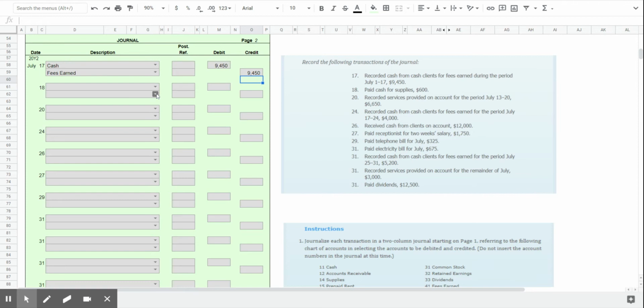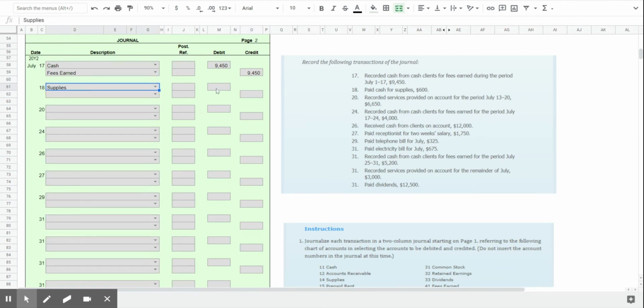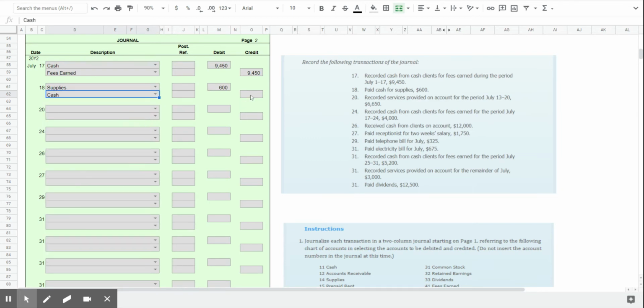On the 18th, we paid cash for supplies. So what do we have now that we did not have before? We have some additional supplies. Most companies handle their supplies account by adding any purchased supplies directly into that supplies account, which is an asset. And then at the end of the month, they reconcile any supplies that have been used. We'll see that when we get to adjusting entries later on. It says we paid cash for those supplies, so our asset cash is going to go down. We used some of our cash.